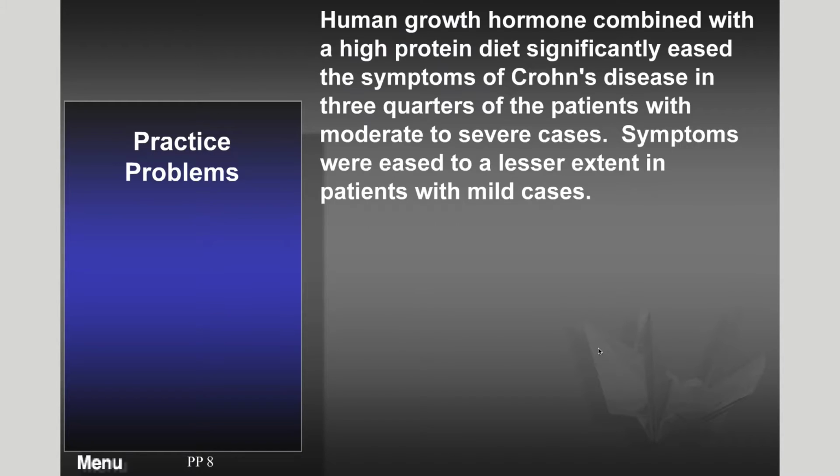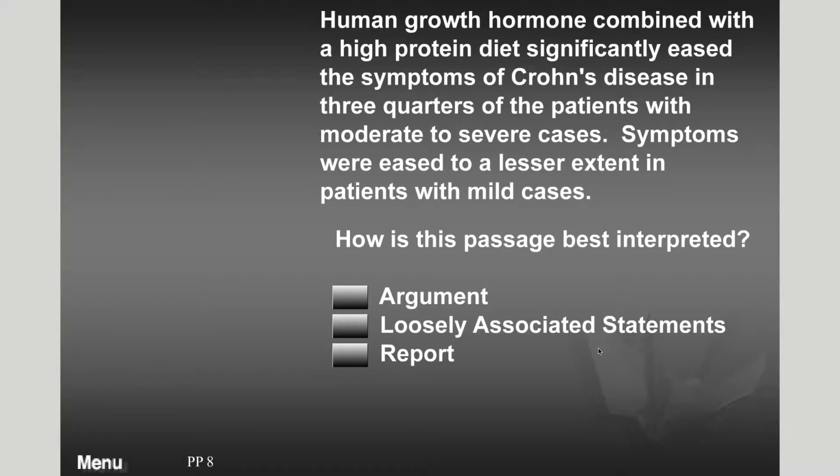So here's another practice problem. Human growth hormone combined with a high-protein diet significantly eased the symptoms of Crohn's disease in 3/4 of the patients with moderate to severe cases. Symptoms were eased to a lesser extent in patients with mild cases. How is this passage best interpreted? Well, it's not loosely associated statements. It's not saying human growth hormone combined with high-protein diet is good for baseball players who were taking them 10 years ago, I guess. It's not loosely associated.